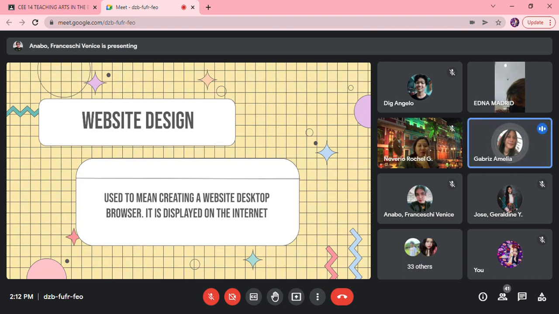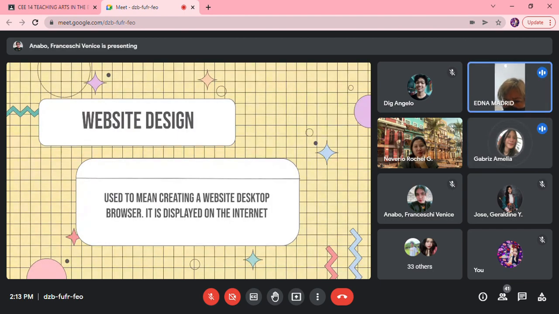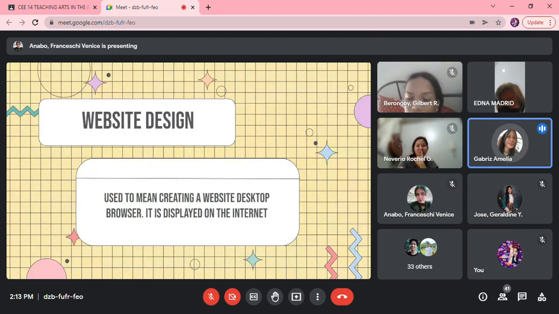Website design. Used to mean creating a website, desktop, browser, displayed on the internet. So, website design naman po is kapag may page ka or website na ginagamit for business or mga important announcement. So, syempre, gusto natin magkaroon ng magandang view, colorful yung page natin or yung website natin. So, naglalagay tayo or nag-e-edit tayo ng logo or mga effects ng mga design para maganda tignan at entertaining ang website natin.